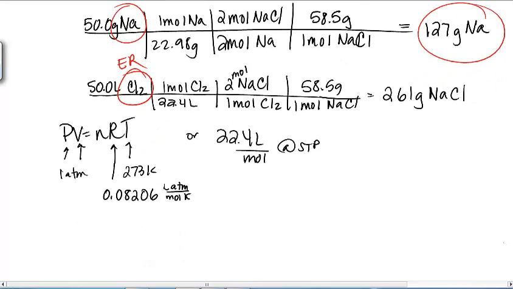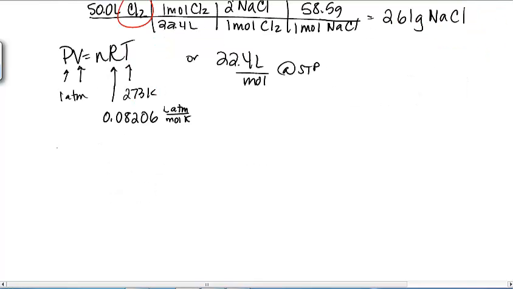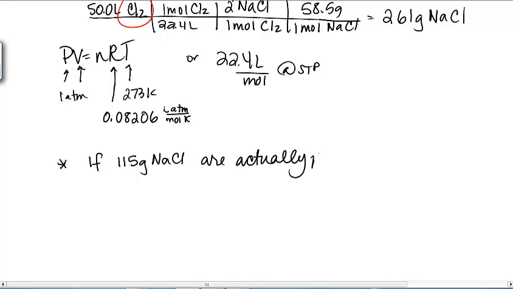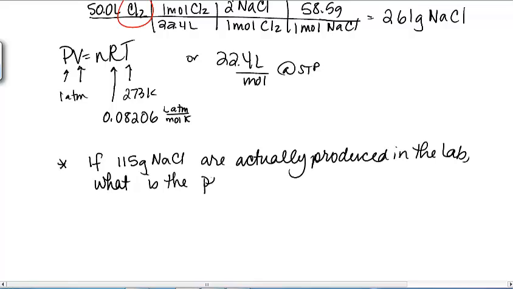All right. Of course, that leads to other questions that I would just like to remind you about, but I am not necessarily going to work out completely for you. Well, this first one we can because it's simple. Here's a follow-up question. If 115 grams of sodium chloride are actually produced in the lab, what is the percent yield?